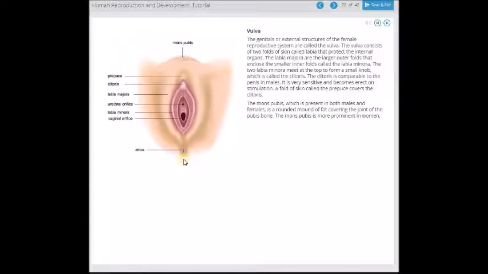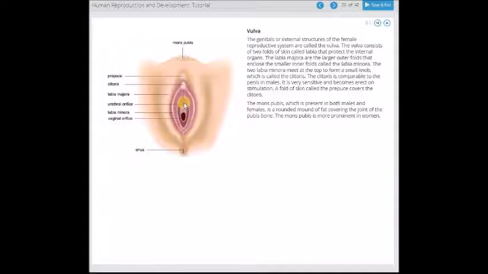The exterior female reproductive anatomy involves the mons pubis, which is slightly more prominent in males and females, the prepuce, the clitoris, the labia majora, the labia minora, the urethral orifice, which is the end of the urethra where urine comes out, and the vaginal orifice. And then of course down here is the anus. And this is the structure of the females.